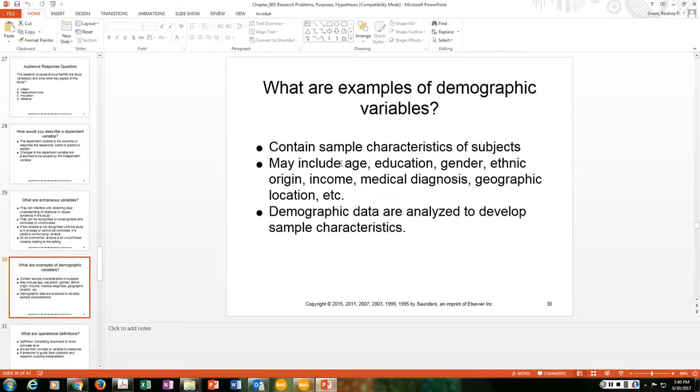for age, right? They would enter this information for each subject in a database, and they would compute the mean age of the subjects in the sample. Same thing for years of education. They would want to know how many males or females are in the study. And they could tabulate many of these others. They can do this by percentage also. The demographic data are analyzed to develop sample characteristics.